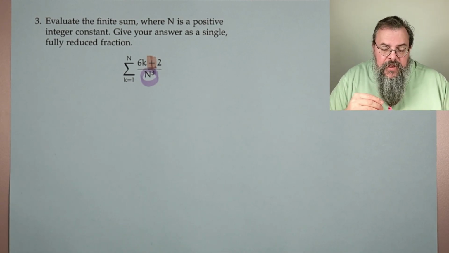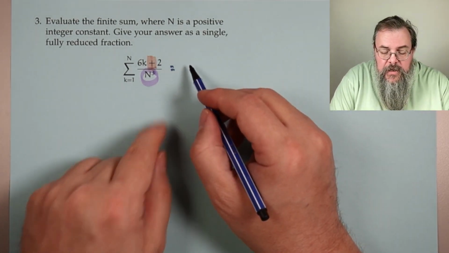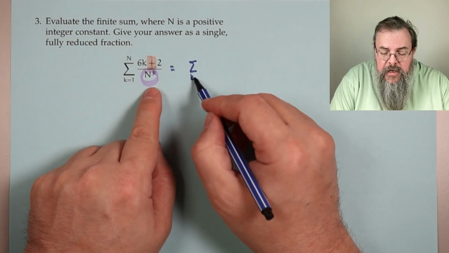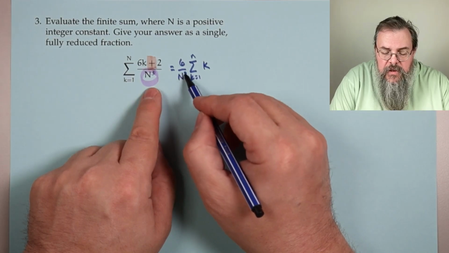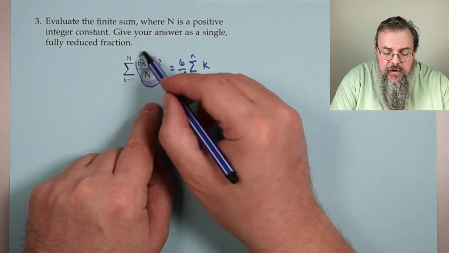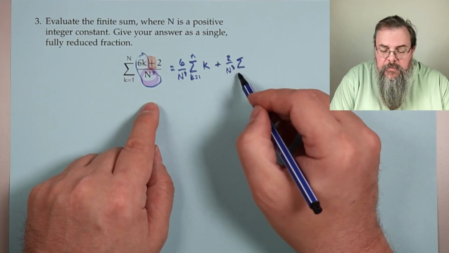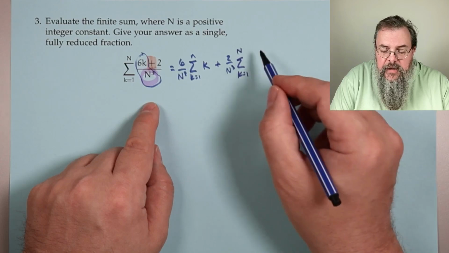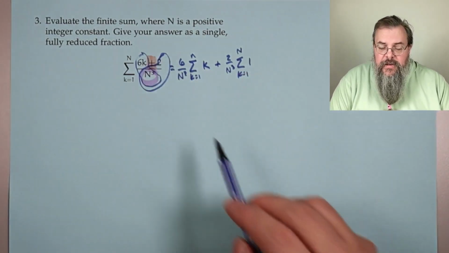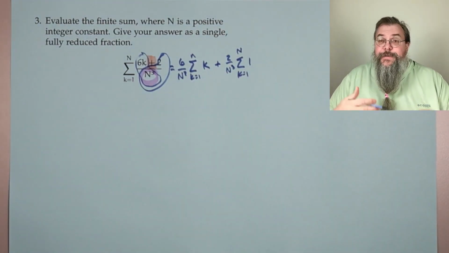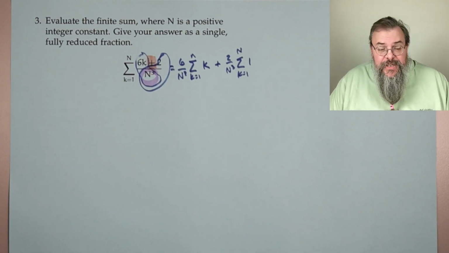Let's clean it up. Well, this is the same as the sum of k equals 1 to n of k, and pull out 6 over n cubed. So that's the first piece here, plus 2 over n cubed, the sum k equals 1 to n of 1. So that's the second part. All right, so we've pulled it apart, and we've pulled out the things that we don't need. Now we have two simpler sums to deal with.